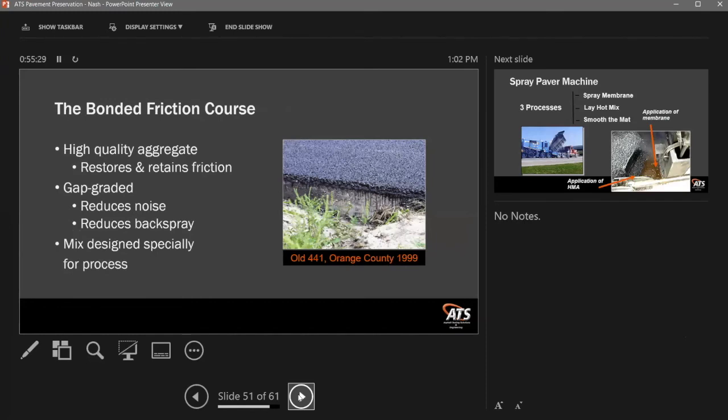They have the bonded friction courses, which is what we called it. This is an example in Orange County that was laid. You have a very high quality aggregate, again, primarily to get that friction back. It is a gap graded mix, similar to an SMA. It reduces the noise and back spray, so you do get that safety factor in there. But the mix design is special. It's a special process in order to do this.